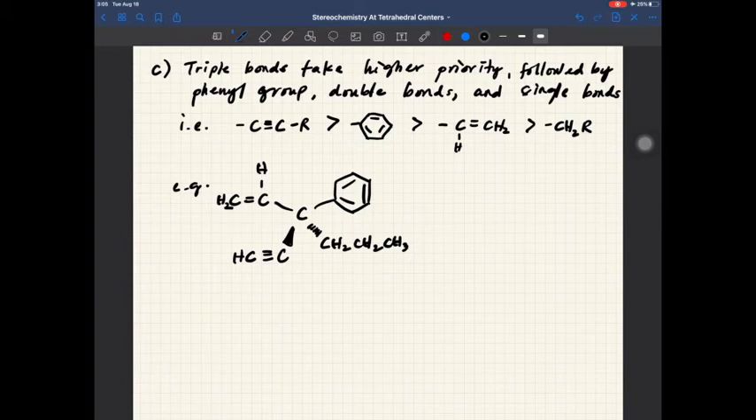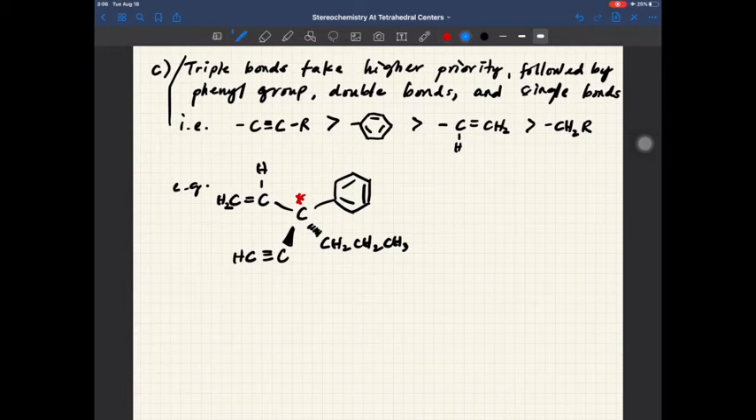So if you have read your book, the third rule of the Cahn-Ingold-Prelog sequence rules is stated differently, but in essence, this one is the meaning of that rule in your textbook. So basically, triple bonds take the highest priority, followed by phenyl groups, double bonds, and single bonds. Looking at this particular carbon atom, we have a chiral center here because you have 4 different substituents bonded to it.